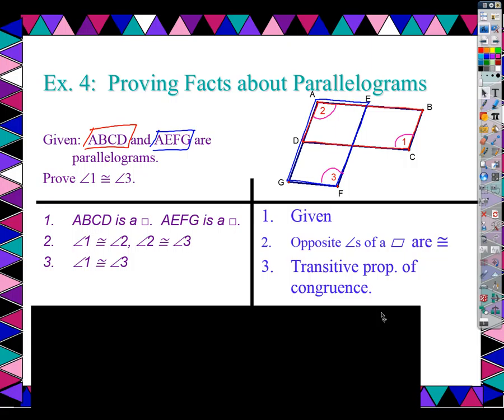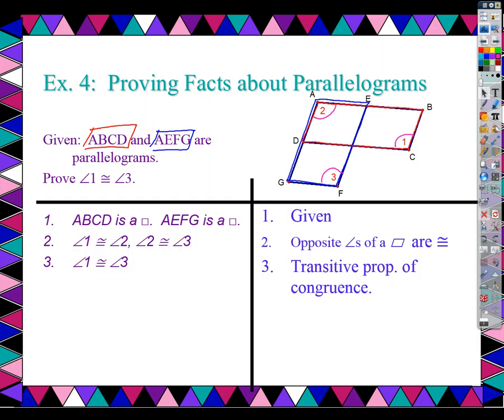Anytime you're doing proof stuff, I'll give you the updated list that you can always look off of, right? That's just jogging your memory a little bit. Transitive is the middleman stuff in geometry. Okay, I think that's it.